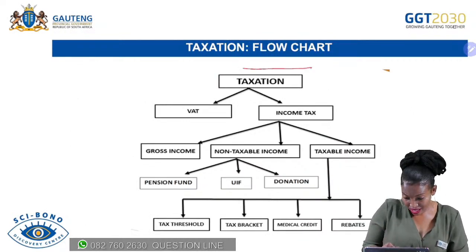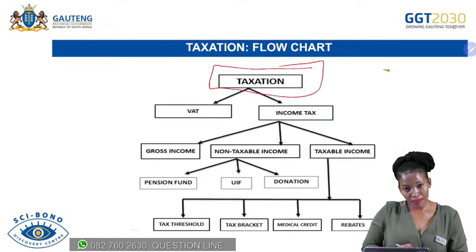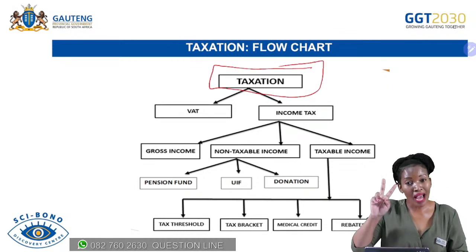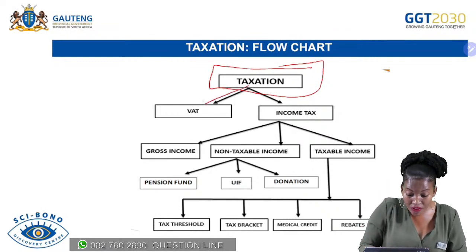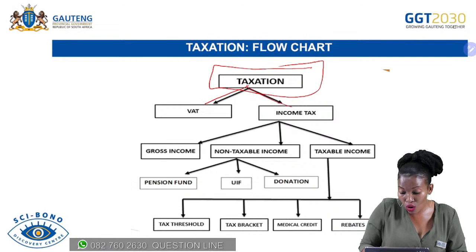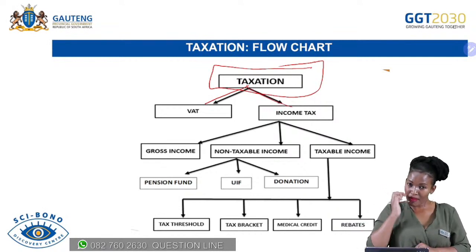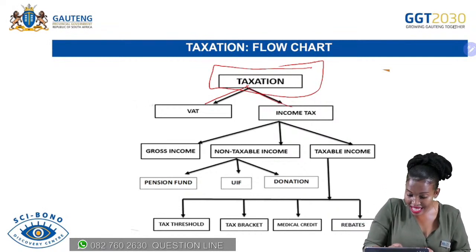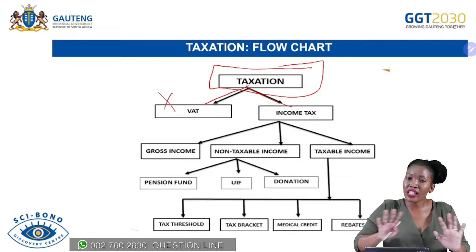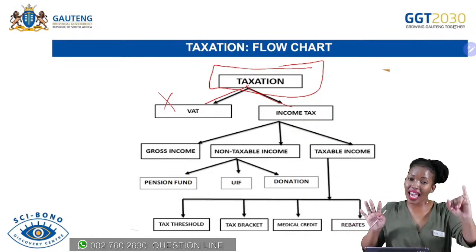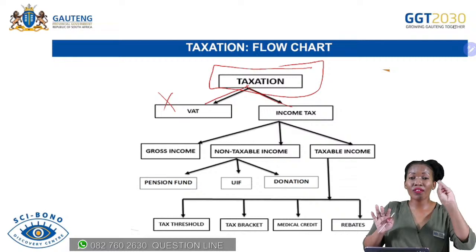The section is actually called what? Taxation, and it is divided into two parts. Tax has two parts. The first part is your VAT, and then the second part is your income tax in Maths Lit. We've already done the section of VAT, guys. We've over-exhausted it. Value added tax is calculated at 15%.